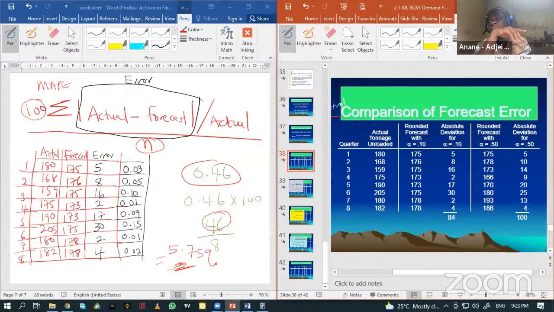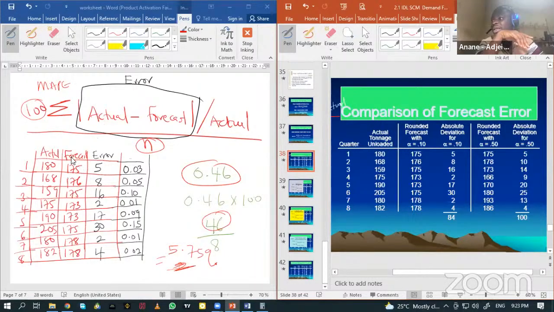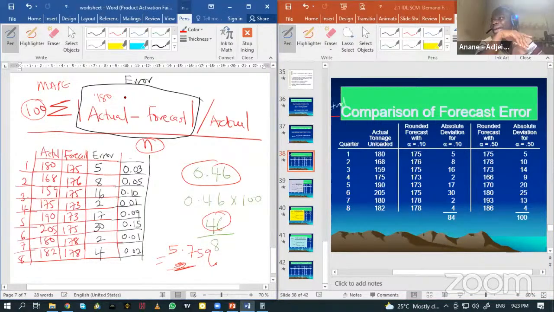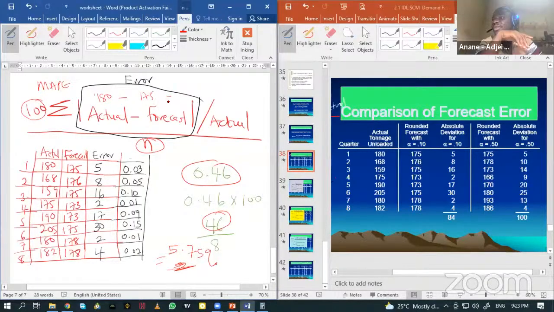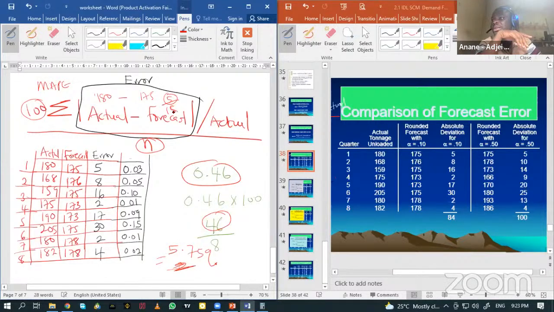Look at it here, I hope you are with me. Actual here is 180. Minus forecast, and forecast is 175. So this will give us 5. And we are supposed to divide this 5 by the actual. And what is actual? Actual is 180. So 5 divided by 180.